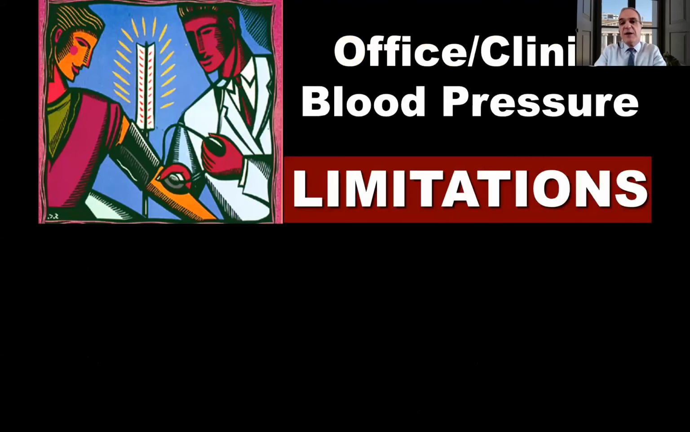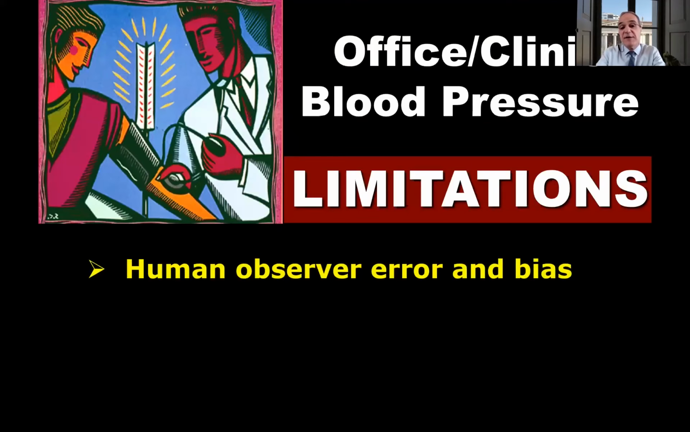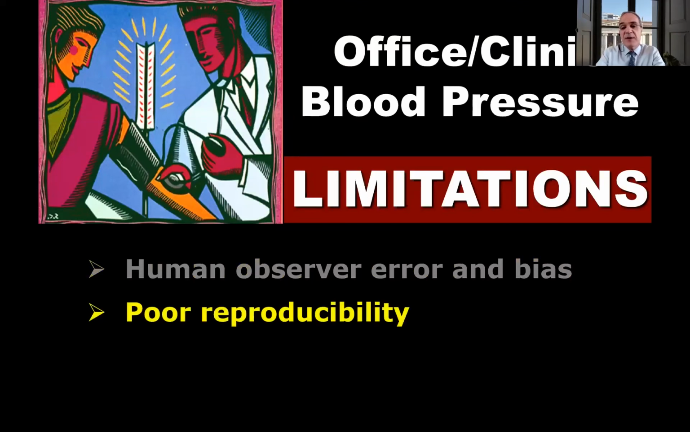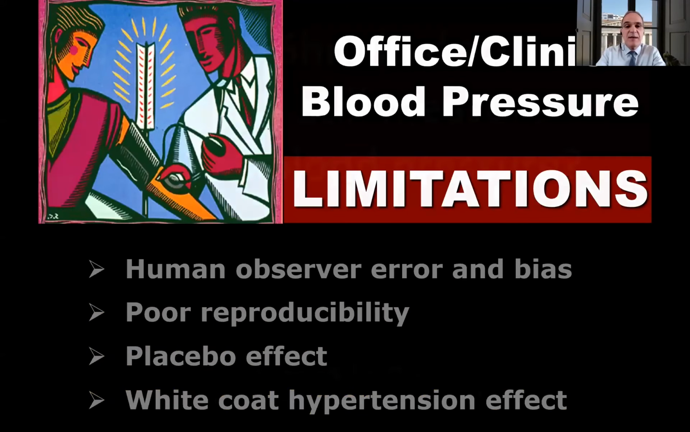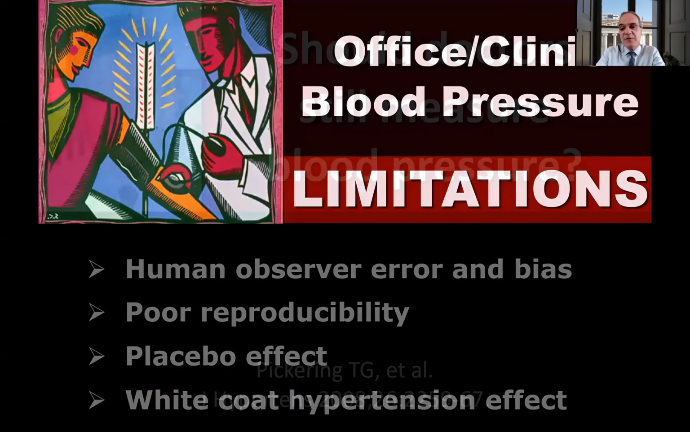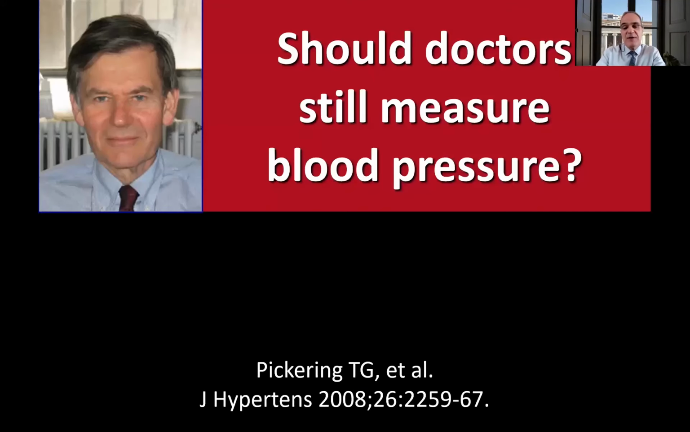However, office blood pressure measurement has serious limitations. First, it is the human observer error and bias. Second is the poor reproducibility of its values. Third is that it goes down with placebo, the white coat hypertension effect, and the masked hypertension effect. And this is why Tom Pickering several years ago questioned the usefulness of measuring blood pressure in the office.